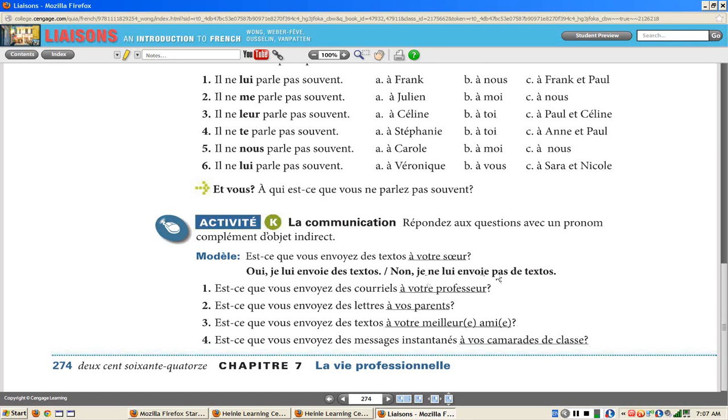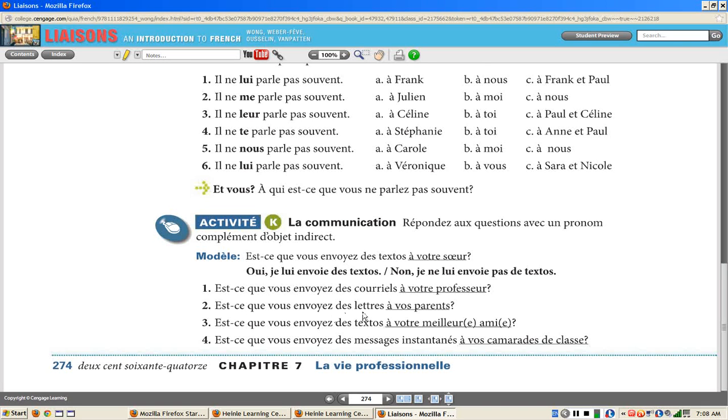So, remember that there's that little rule. When it's affirmative, it's des textos. When it's negative, de textos. Est-ce que vous envoyez des courriels à votre professeur? Do you send emails to your professor? Oui, je lui envoie des courriels, ou non, je ne lui envoie pas de courriels. Or maybe you guys are responding as a class. Oui, nous lui envoyons des courriels. Or nous ne lui envoyons pas de courriels.